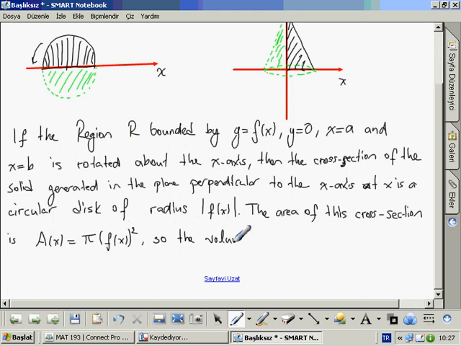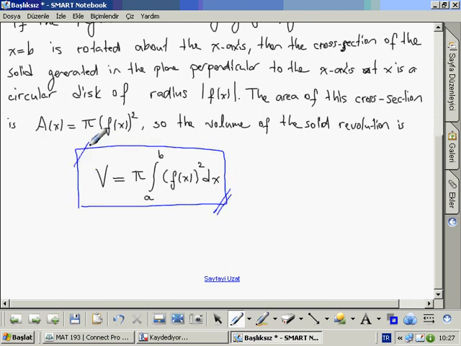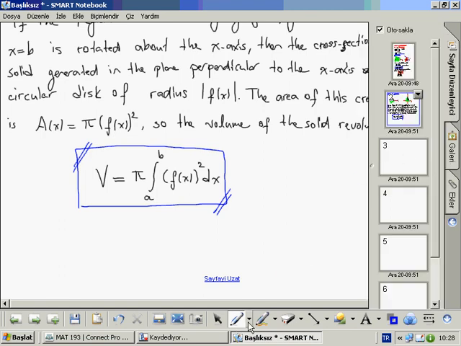So the volume of the solid of revolution is pi times the integral from a to b of f of x squared dx. Okay. And let's continue with the example.